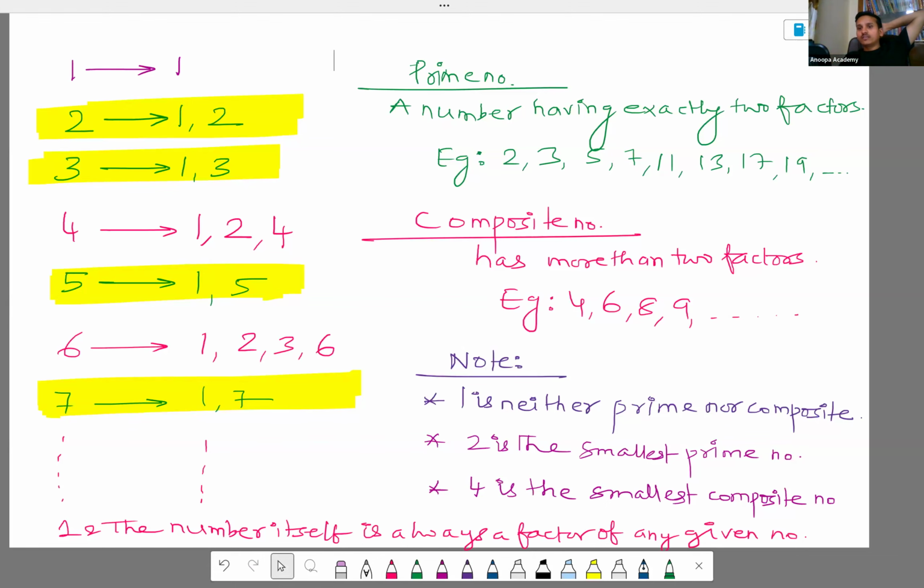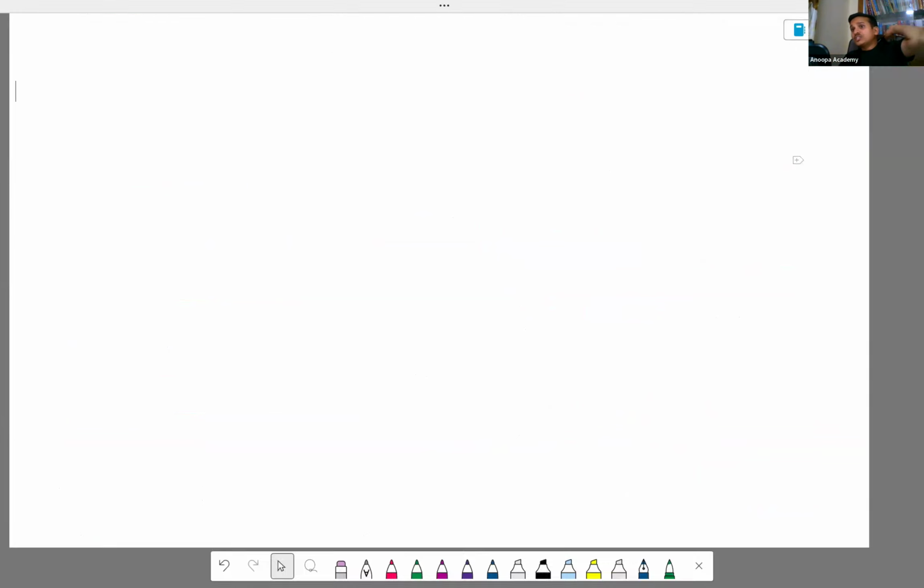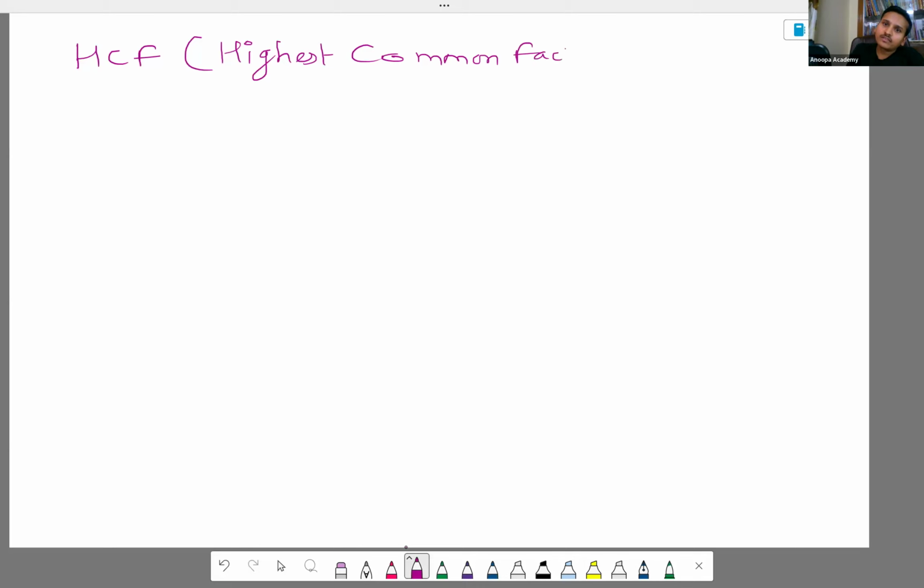Perfect. Let's move forward. We have understood what factors and multiples are. Next, we are going to understand what HCF is. The expansion of HCF is Highest Common Factor.